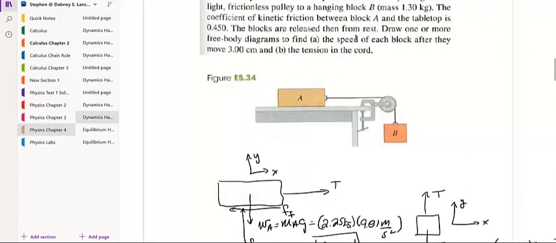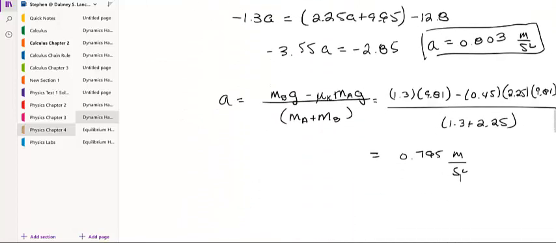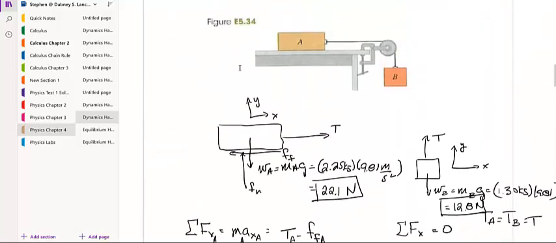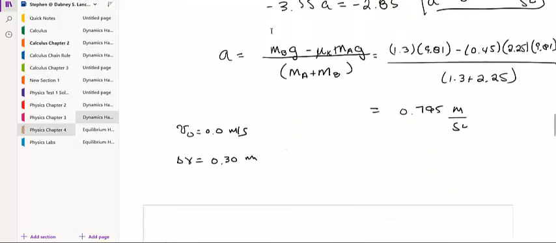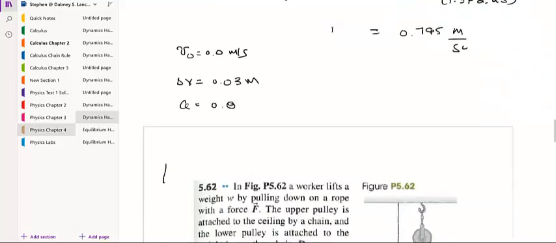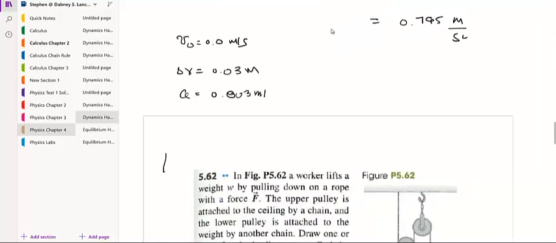So now find the speed of each block after they move 3 centimeters. This is a constant acceleration problem with v0 equal to 0. We don't know v. We do know that delta x is equal to 0.30 meters, I think, or is it 0.03 meters? 3 centimeters. Okay, so it's 0.03. And what else do we know? Oh, the acceleration is 0.8. We'll take the first number, 0.803 meters per second squared.